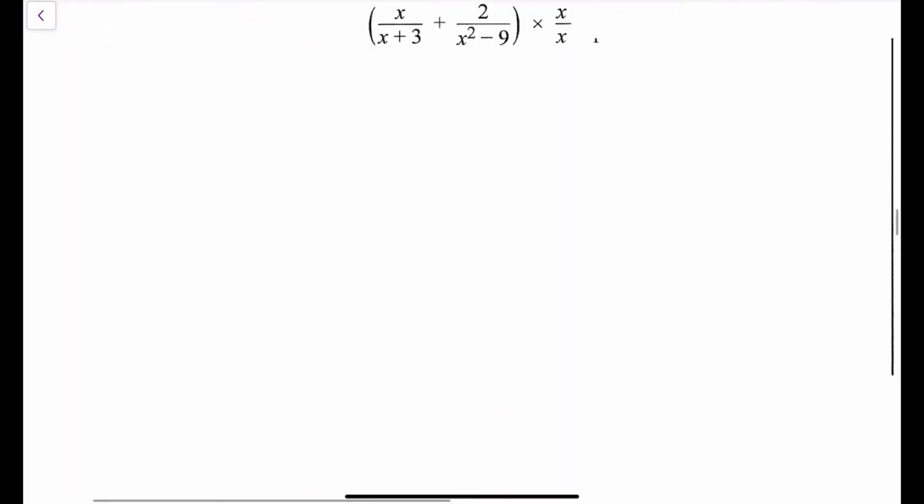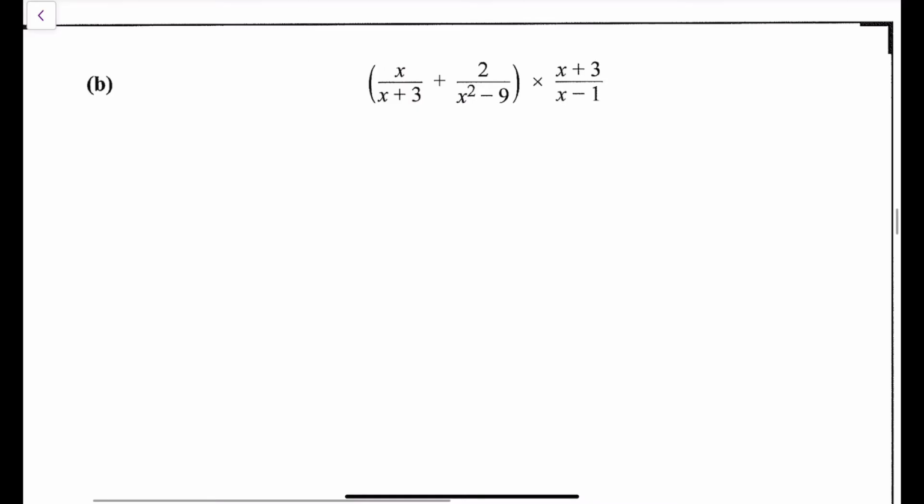Okay, another nice one here. If you don't enjoy this, you're doing the wrong subject. We've got x over x plus 3 plus 2 over x squared minus 9, then times x plus 3 over x minus 1. Okay, right. BIDMAS or BODMAS, whatever way you do it, would tell you to sort your bracket out first. So we're going to do that here as well.